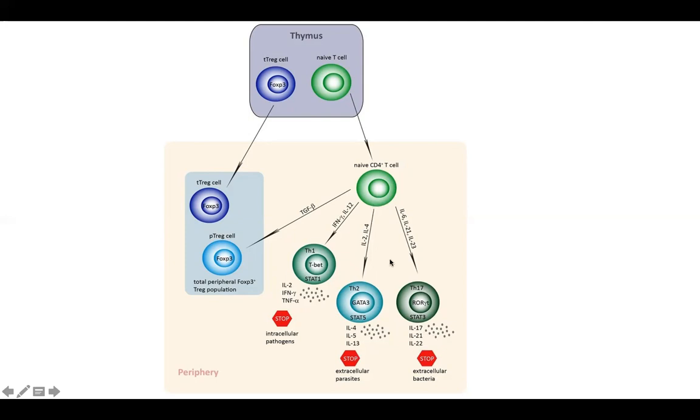So this is the normal T cell response। Occasionally even the naive T cell can form a T regulatory cell, but majority will be formed from the thymus itself। So this is thymus or the central T regulatory cell, this is peripheral T regulatory cell। Okay.